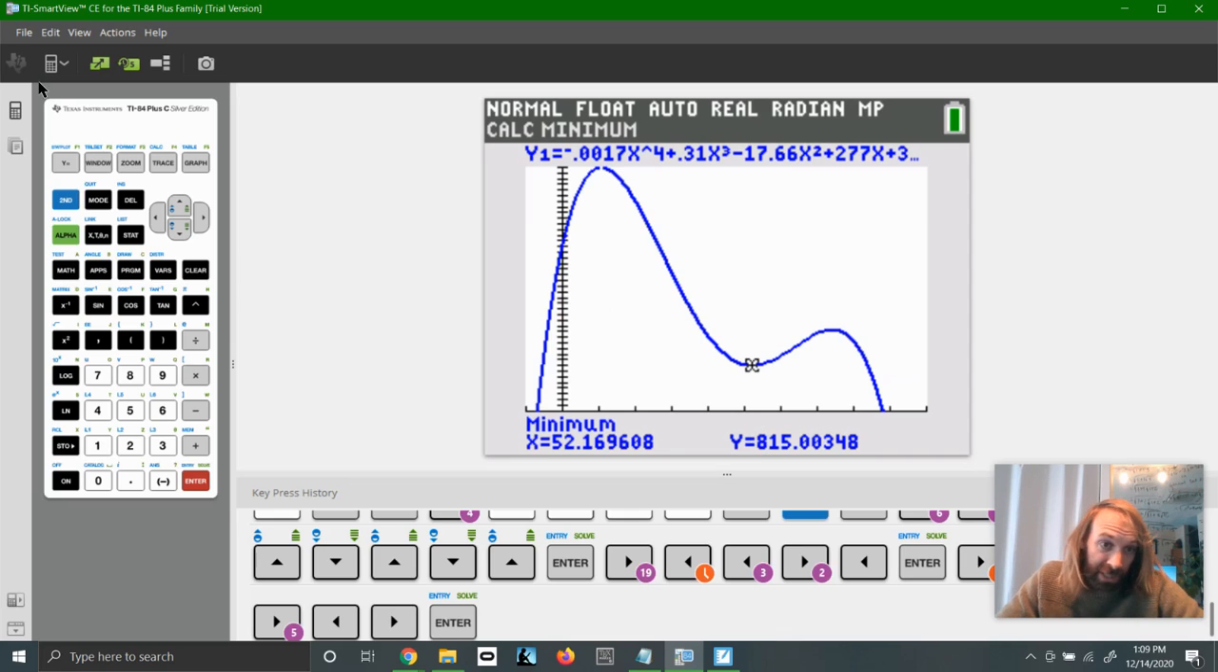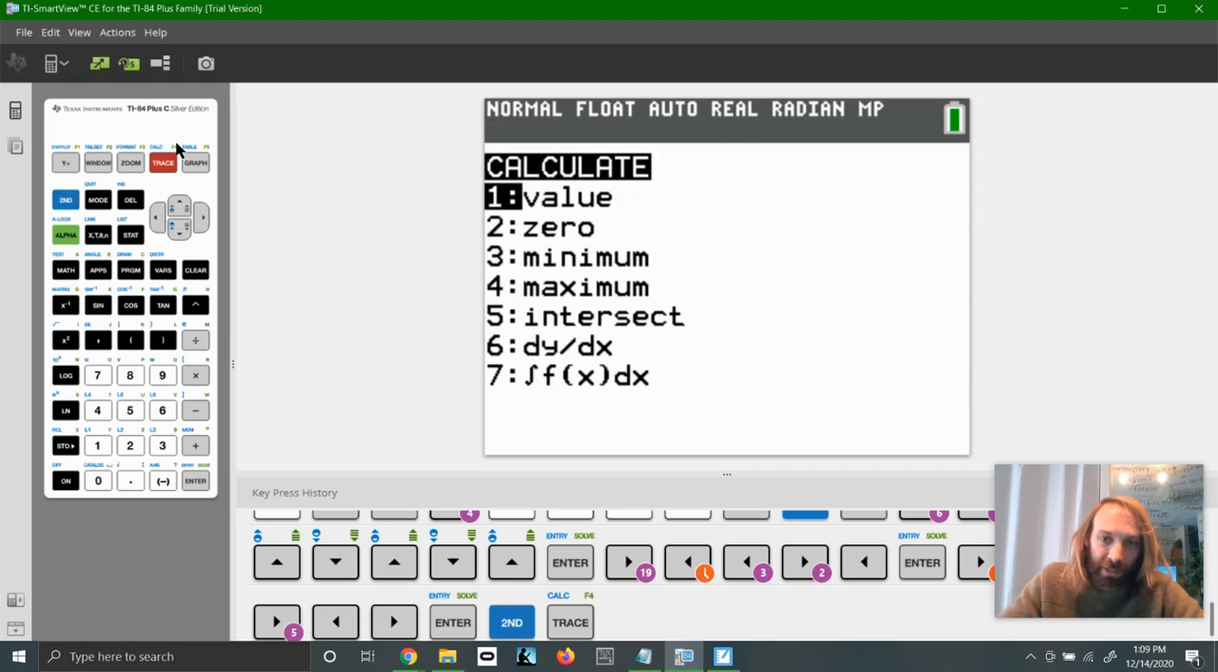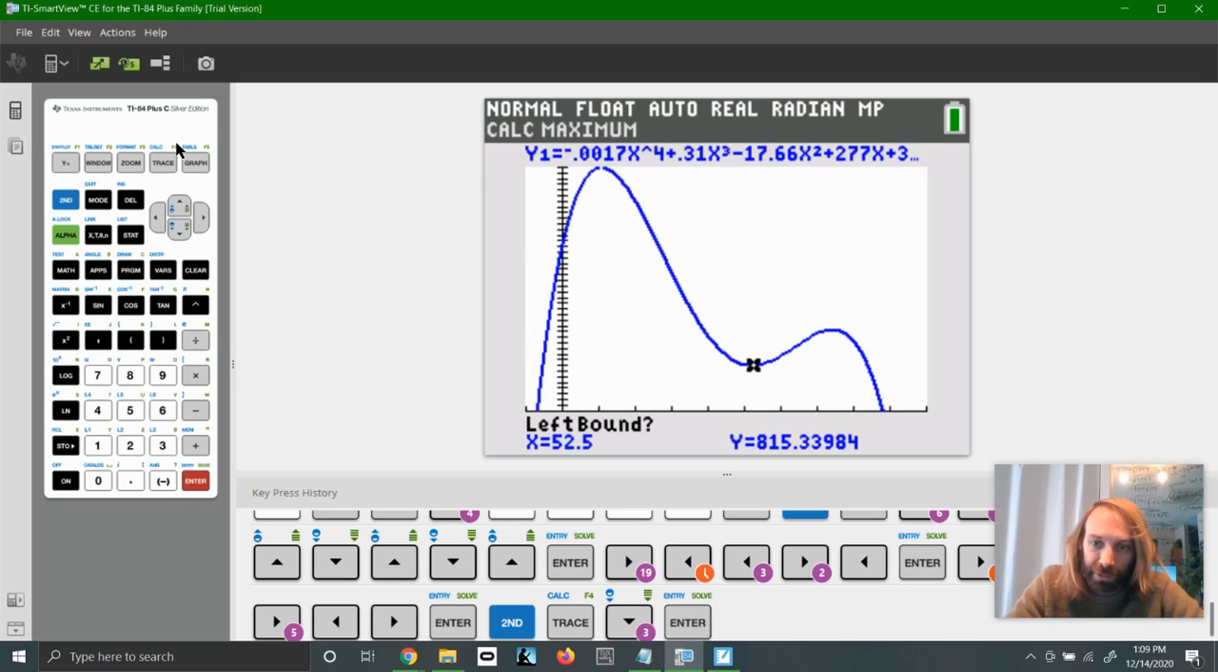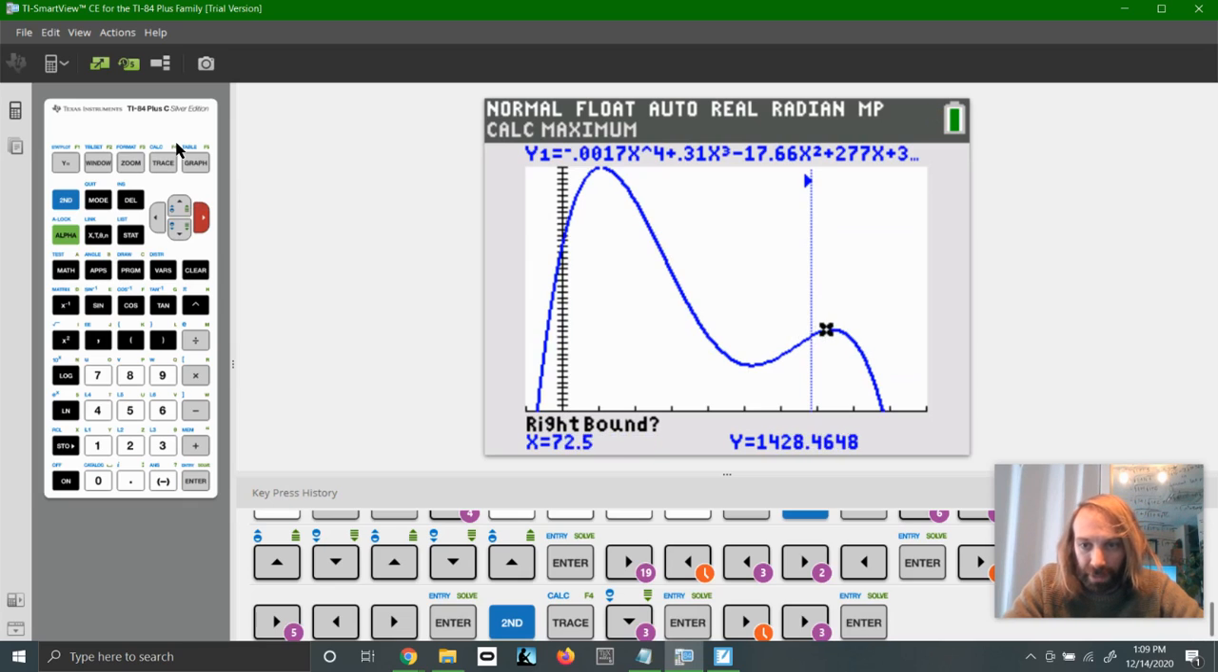And then to do maximum, go second, calc again, this trace thing. And then it's very similar. So to do a max, we just go over here. We've got a maximum right there. We're going to hit enter. That's a left bound, and then this is a right bound. And this time, when it says guess, I'm just going to hit enter again, and it just jumps you right to the max.